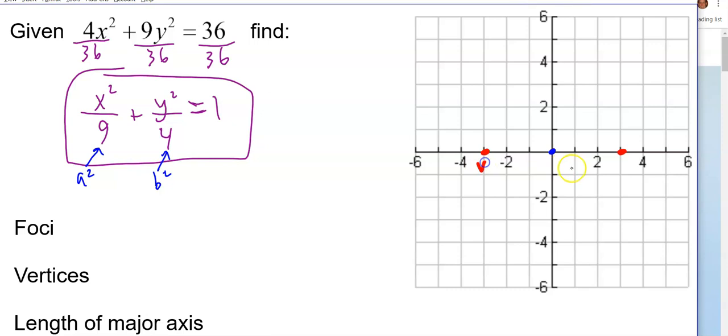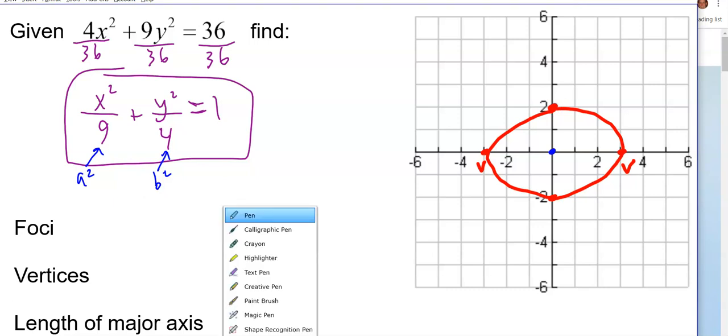vertices actually, right? That's going to set up that the distance between those would be the major axis. And then the vertical is always underneath y. I don't remember the formulas. Just remember, underneath x, horizontal change. Underneath y, vertical change. So the square root of 4 is 2. So I'm going to go up 2 and down 2 and make my point. And now I can draw my beautiful ellipse, best you can.